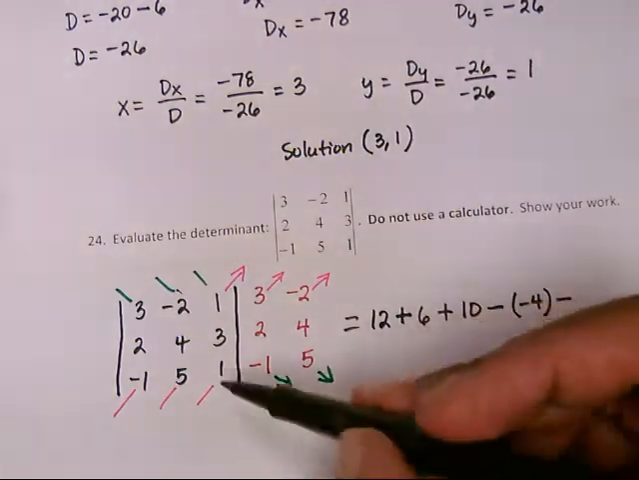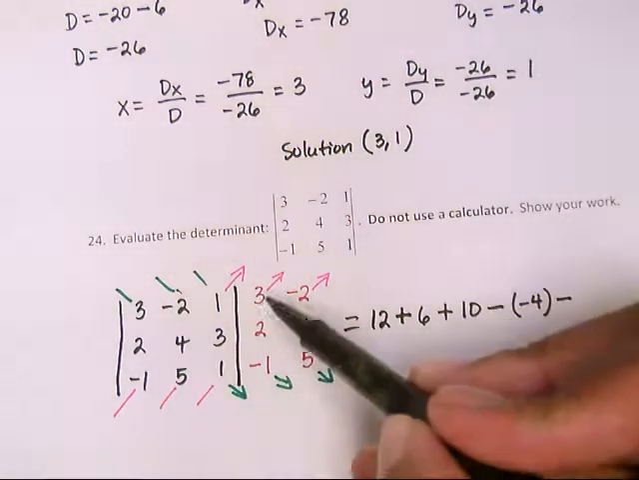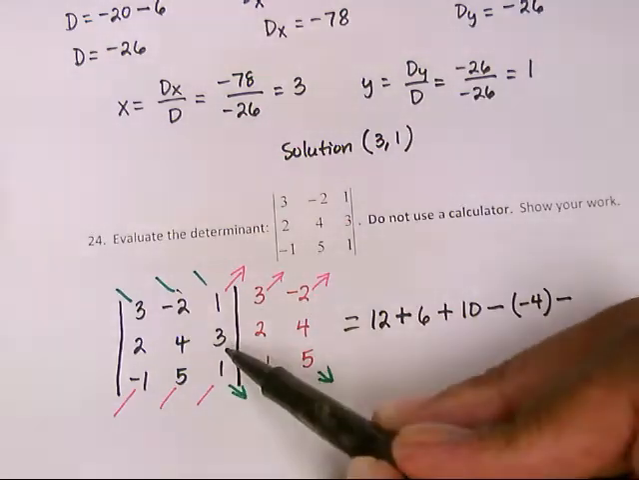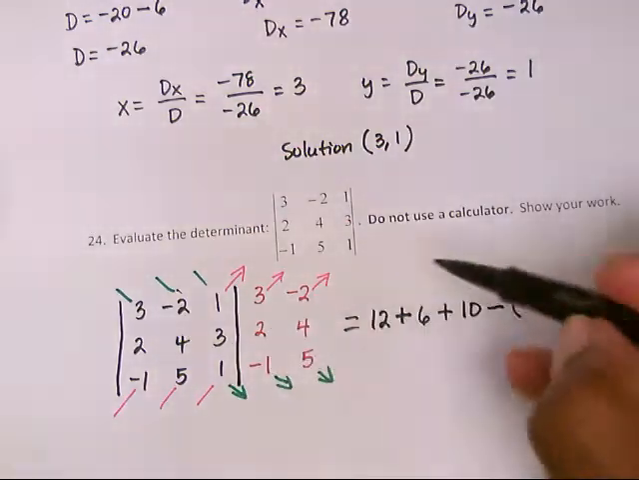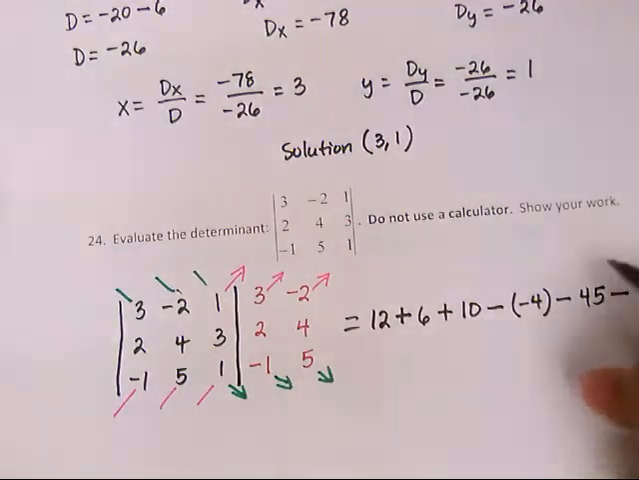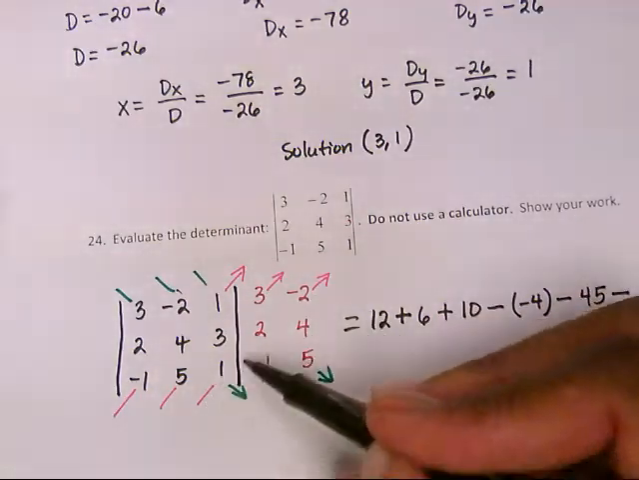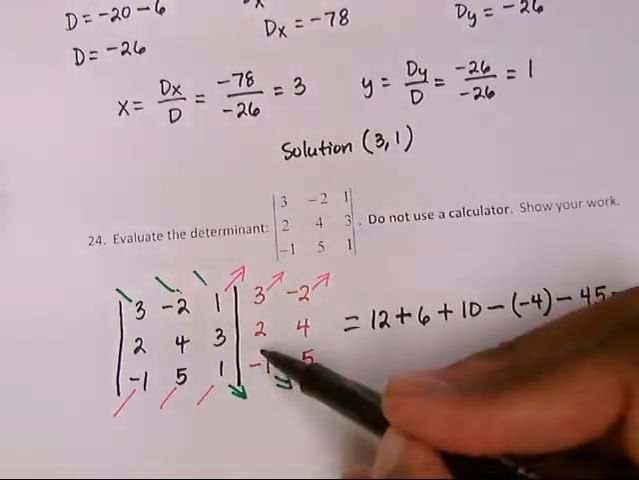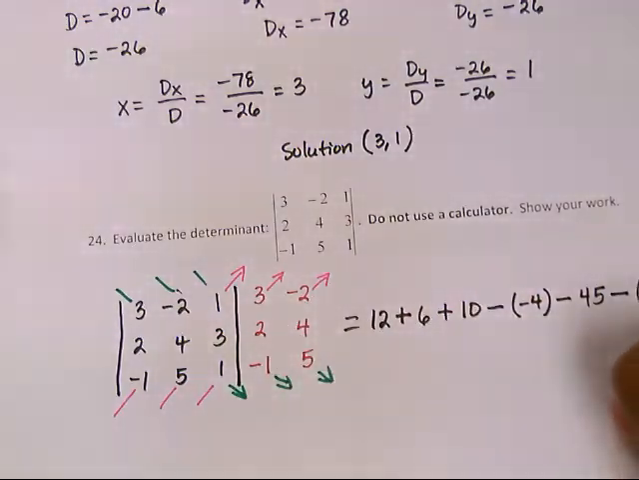And then minus this diagonal's product right here, 5, 3, and 3. 5 times 3 is 15. 15 times 3 will be 45. And then minus this diagonal right here, 1, 2, and negative 2. 1 times 2 is 2. 2 times the negative 2 would be negative 4.